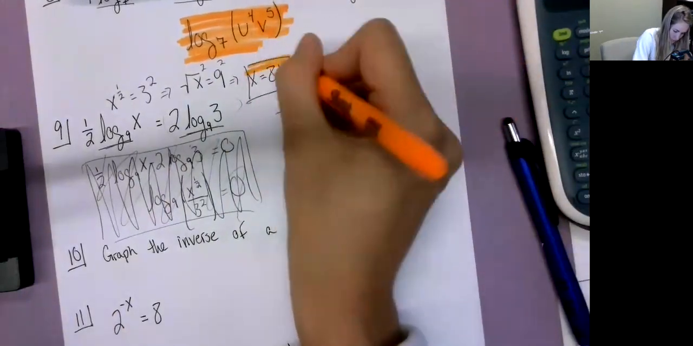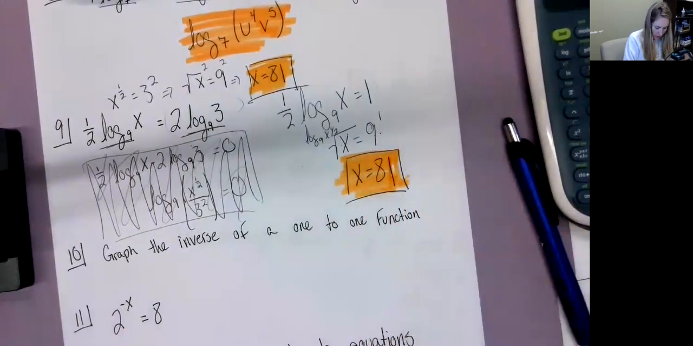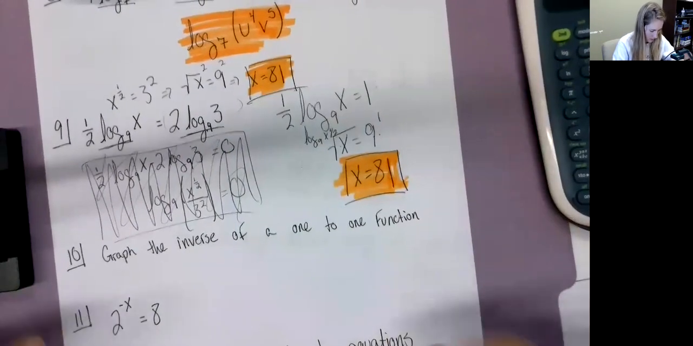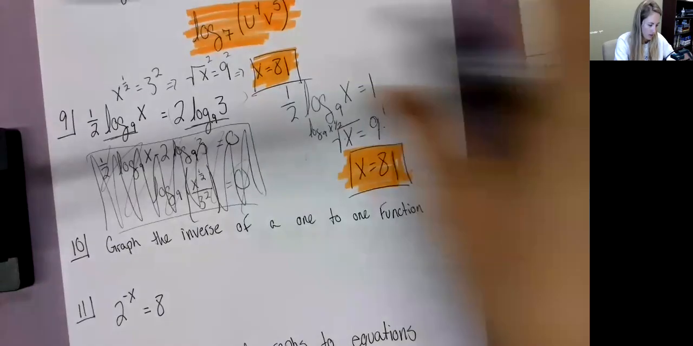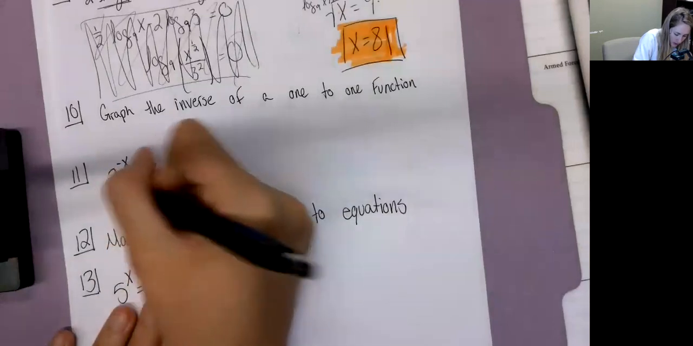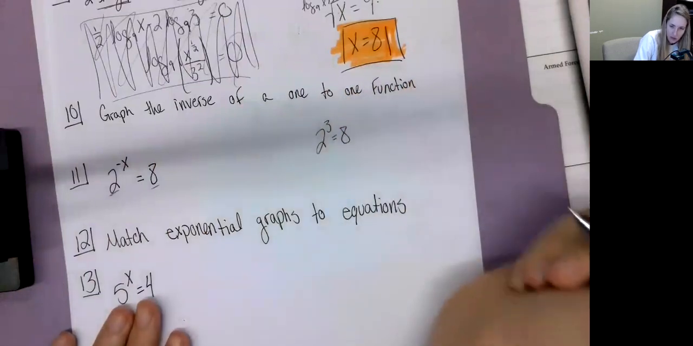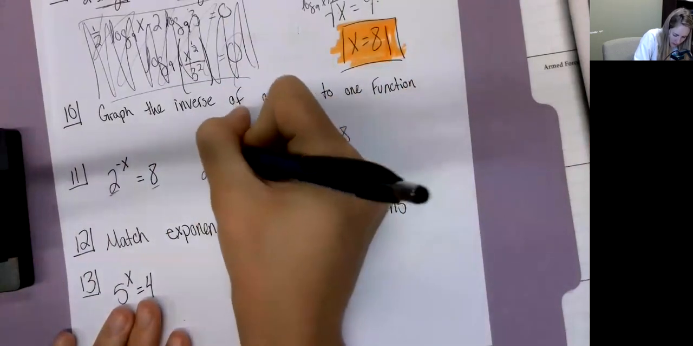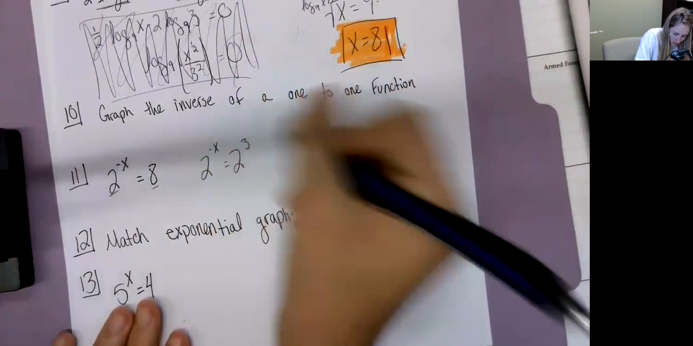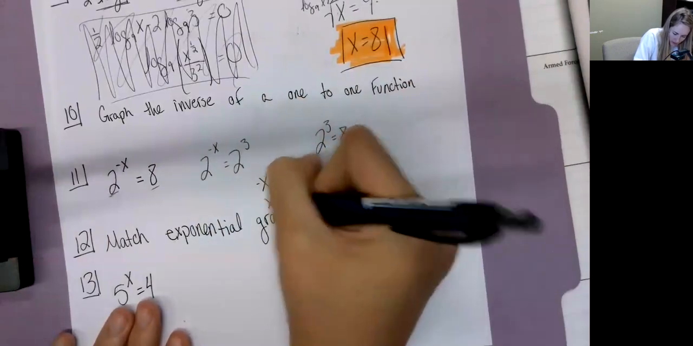So I want to go ahead and do 11 and 13, and then I'll find 10 and 12 in the book, or in my binder. Okay, here we're trying to get these bases to be the same, so I know that 2 cubed equals 8. So I'm going to have 2 to the negative x equals 2 cubed. So I have negative x equals 3. So x equals negative 3.